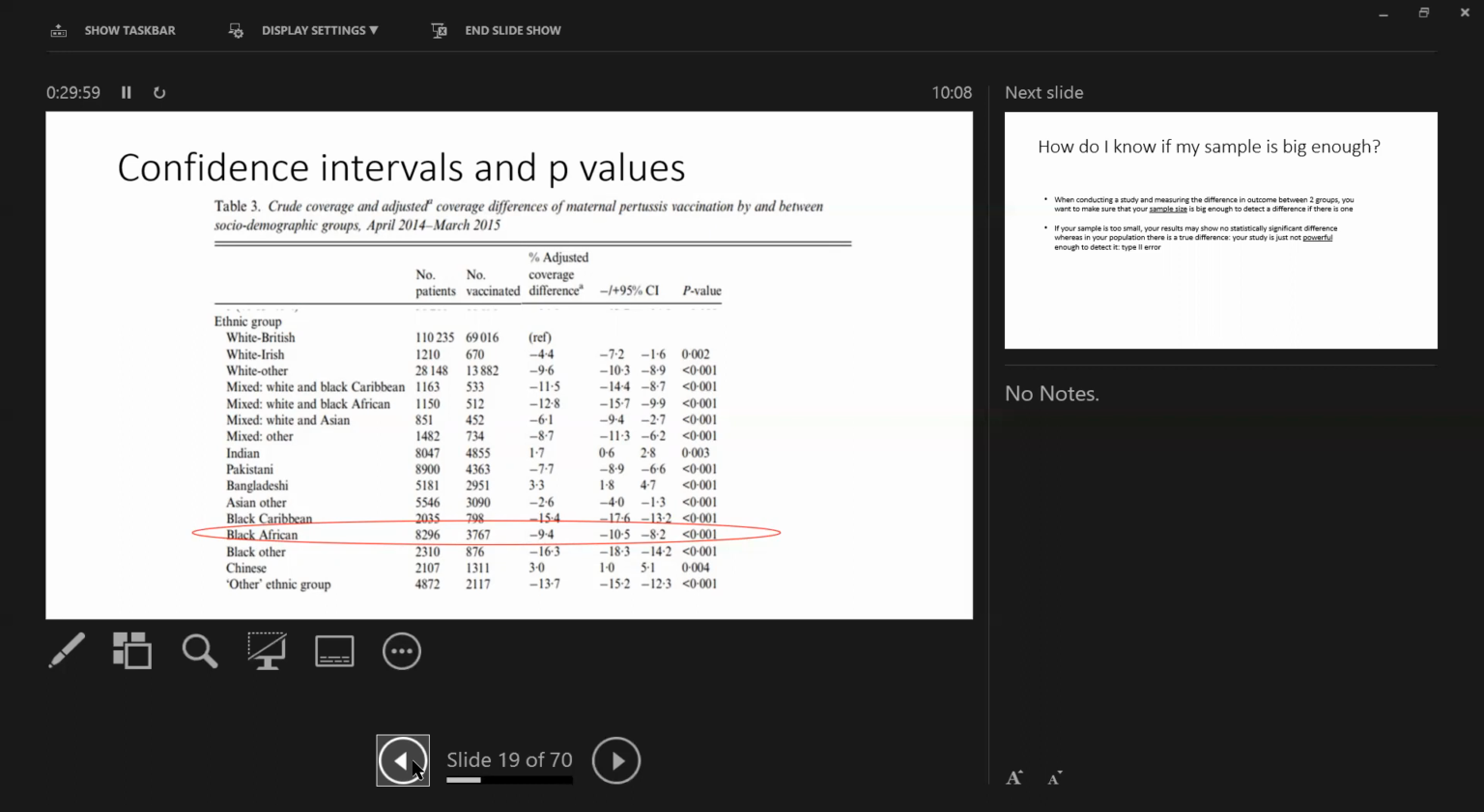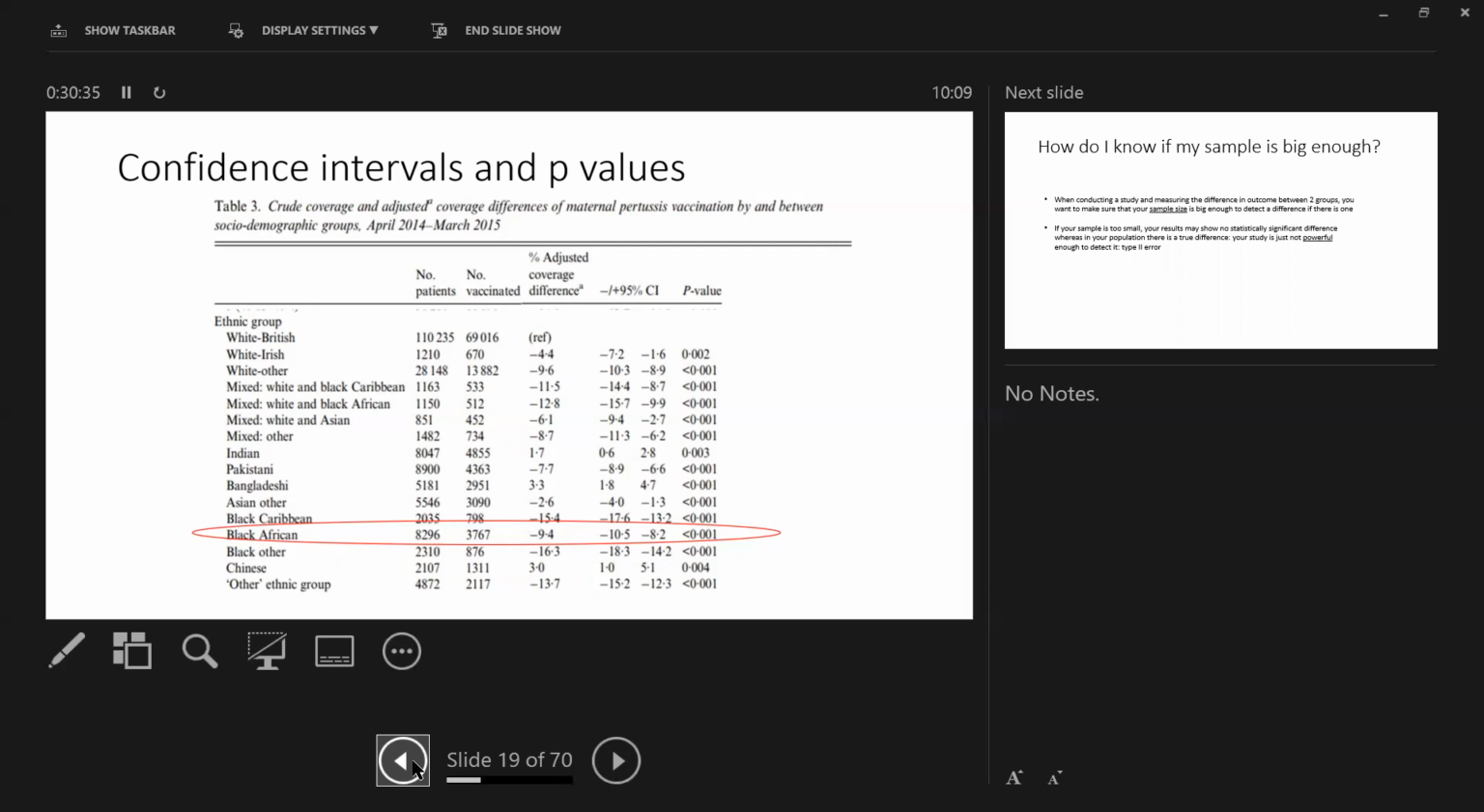And what you see is that compared with the white British, the Black African mothers had 10 percentage points lower vaccine coverage. And you can see the p-value, and what the p-value tells you here is that there is less than 1 in 1,000 chances that this finding was due to chance. It doesn't tell you that it's not due to something else. It could be due to bias. And you can see the confidence intervals are quite narrow as well.